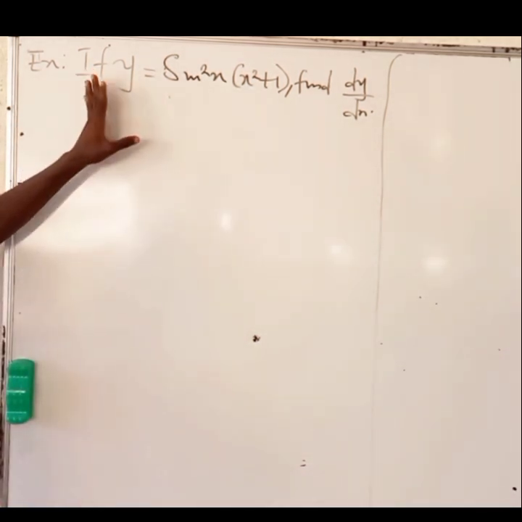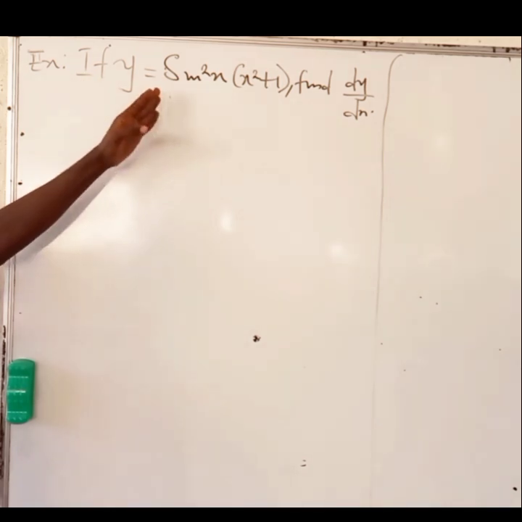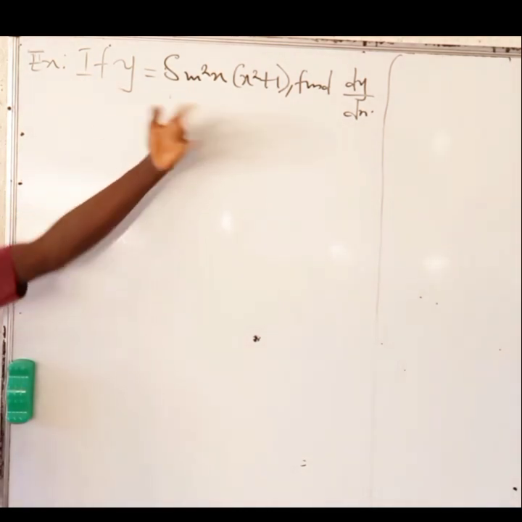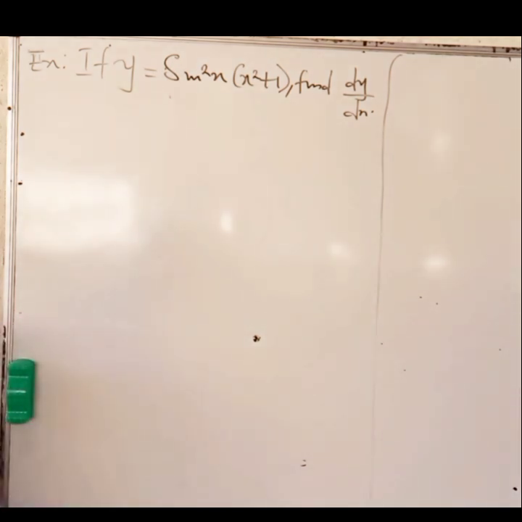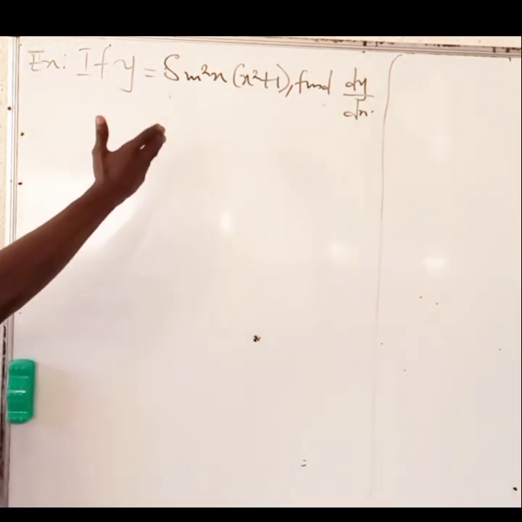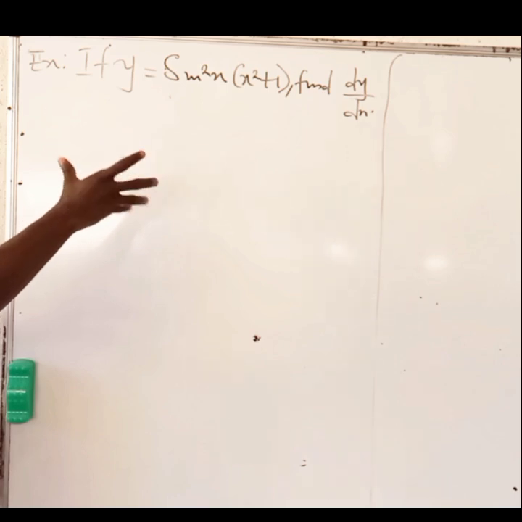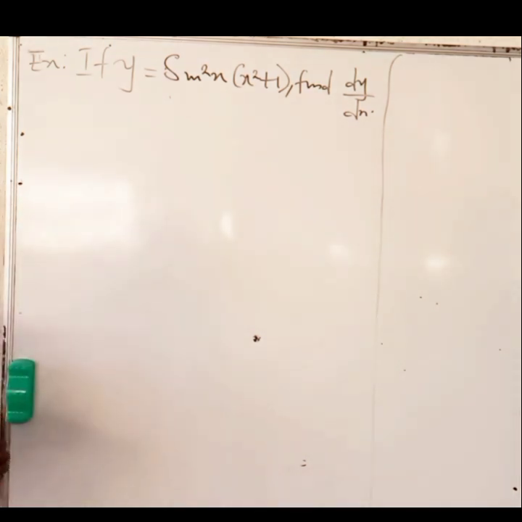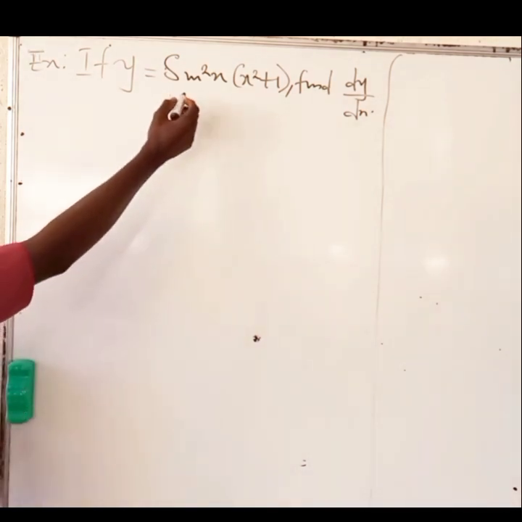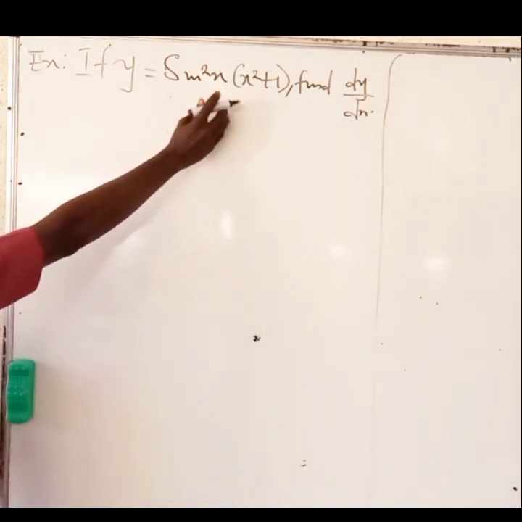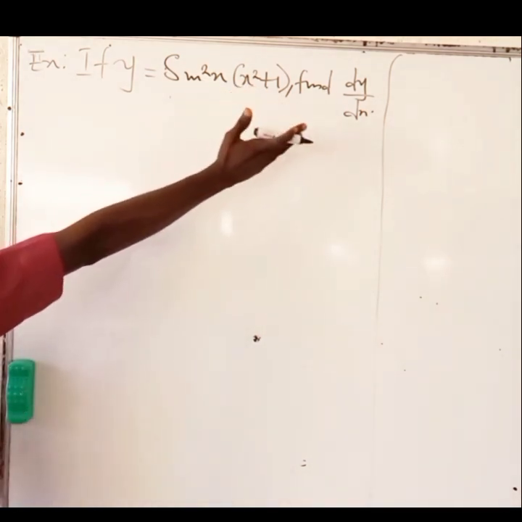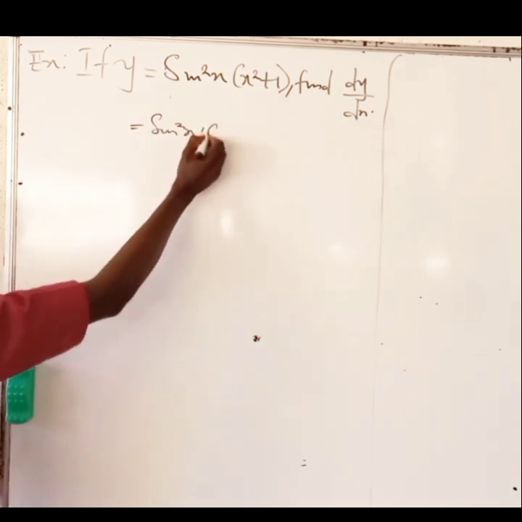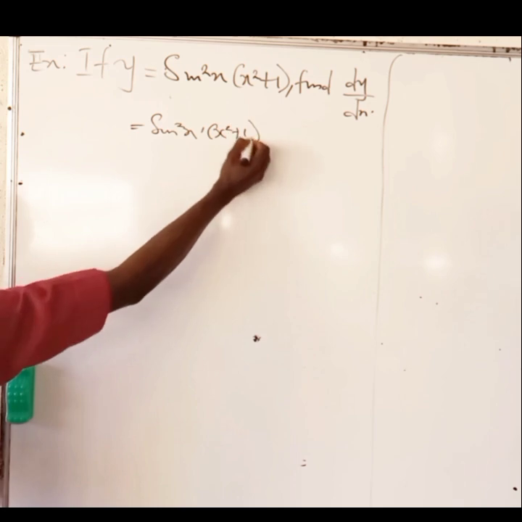The example today is: if y is equal to sin²x into bracket x squared plus 1, find dy/dx. Now, looking at this question, the first thing you do whenever you are doing a question is look at the bond between both of them. I can see that the bond that connects sin²x and x squared plus 1 is the product rule, which is sin²x multiplied by x squared plus 1.